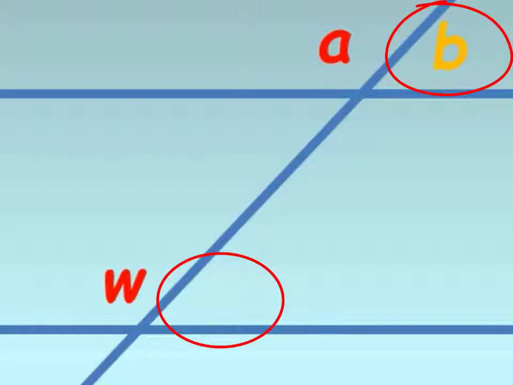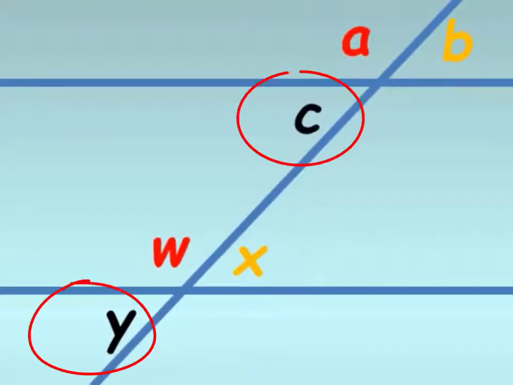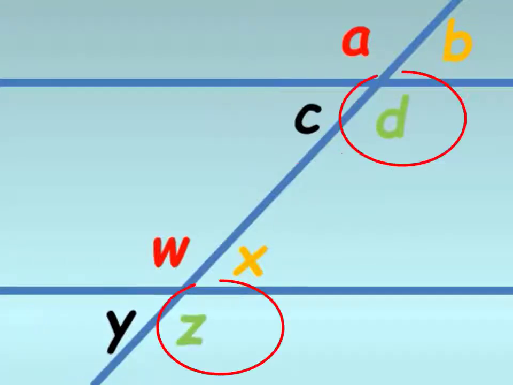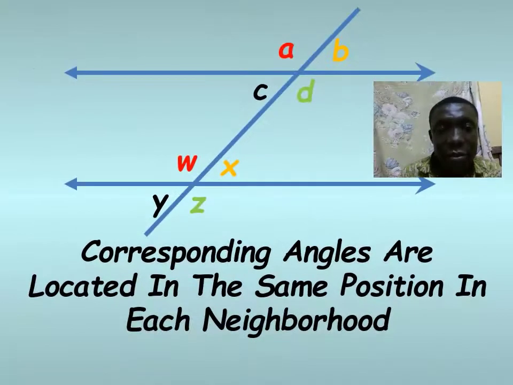Then angle B is equal to angle X because they are in the same position. Angle Y is equal to angle C, then angle D is equal to angle Z. They are located in the same position in each neighborhood. So that is a very nice clue to detect corresponding angles.